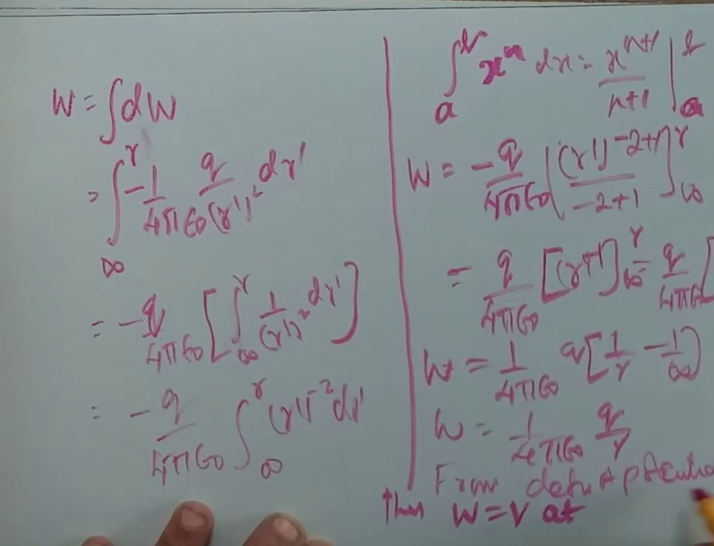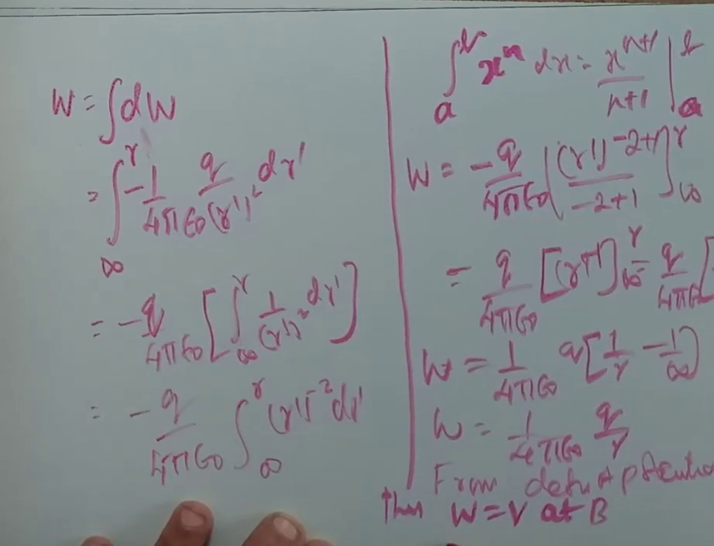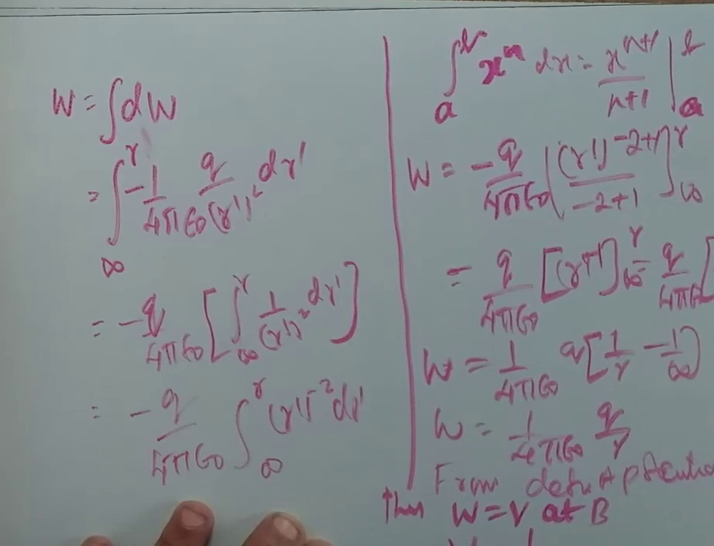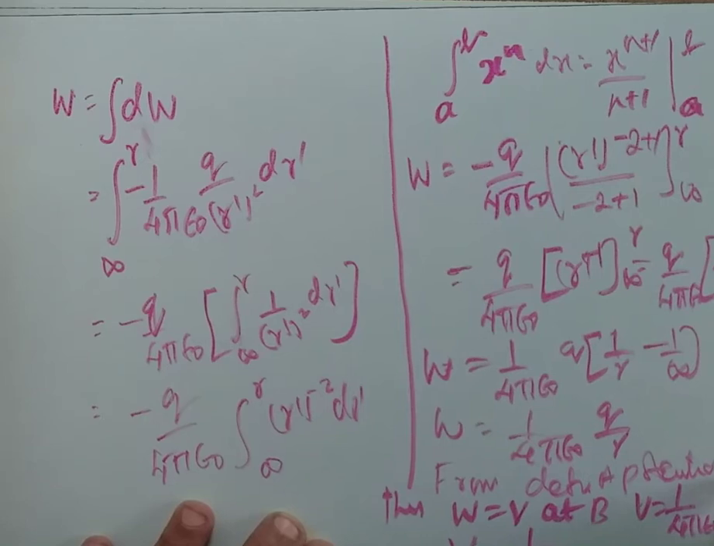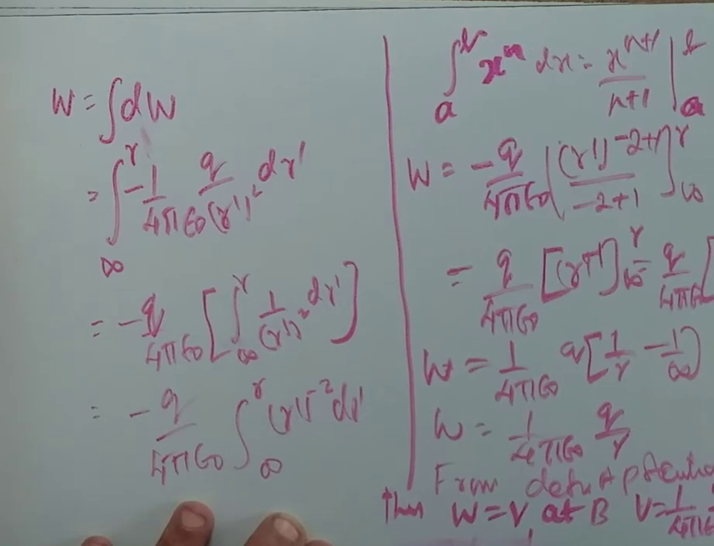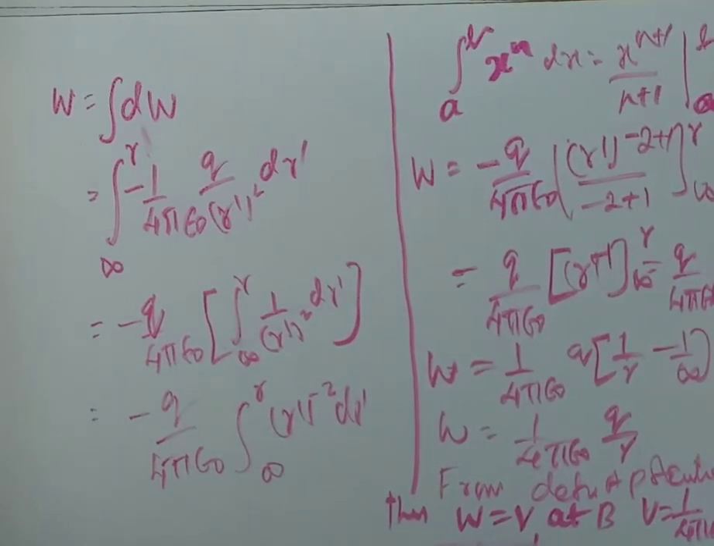V means potential at P. Therefore, potential V equals 1 by 4 pi epsilon naught q by r. This is the idea for potential. This derivation is very important from the point of view of board exam. So I will go through the derivation once again.